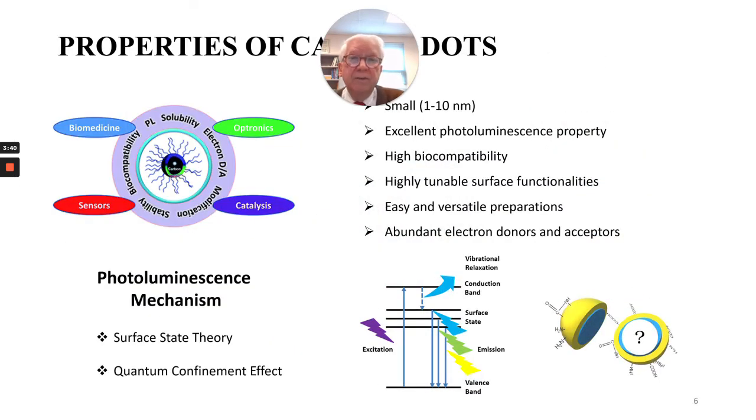Why is it so important now to study the carbon dots? Well, because of the size, which is very small, 1 to 10 nanometers, the photoluminescence property is very high, with high biocompatibility for different biological systems, and the functionality on the surface of carbon dots is great, with many functional groups. In terms of preparation, it takes a few days to prepare, but maybe longer to purify the carbon dots. And we have quite important electron donors and acceptors as ligands on the carbon dots.